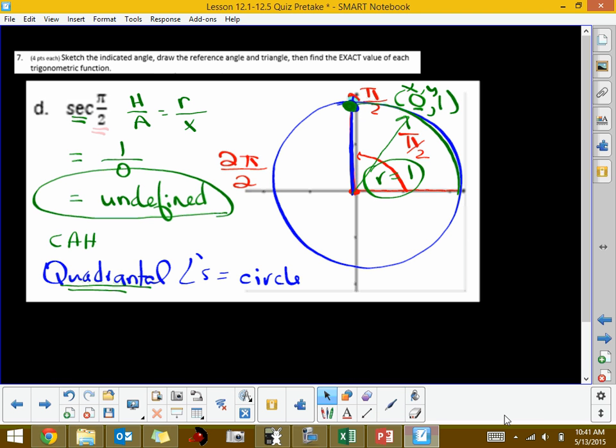So with quadrantal angles, the key idea here is to always draw a unit circle around it, make the radius of 1, identify your ordered pair, and then convert your definitions of adjacent, opposite, and hypotenuse into x's, y's, and r's.